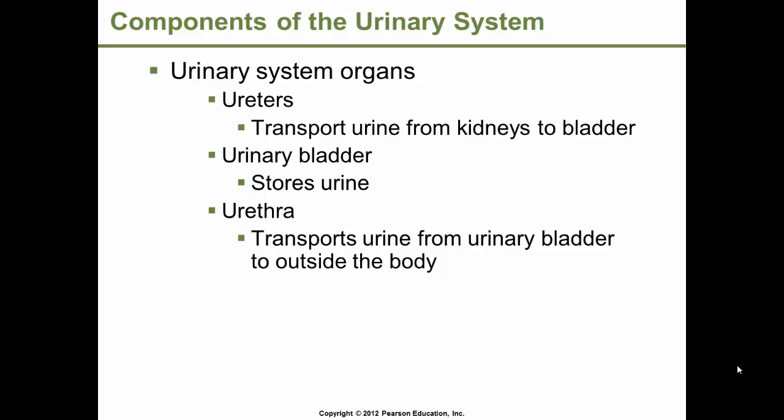The organs of the urinary system include the ureters, which are going to transport the urine from the kidneys to the bladder. The urinary bladder, of course, stores the urine. The urethra is going to transport urine from the urinary bladder to outside the body. Peristaltic contractions are going to move this through these ureters, which leave the kidney at an indented space called the hilum. This is where the blood vessels enter and exit the kidney. The urethra in females only transports urine, whereas the urethra in males transports both urine and sperm.